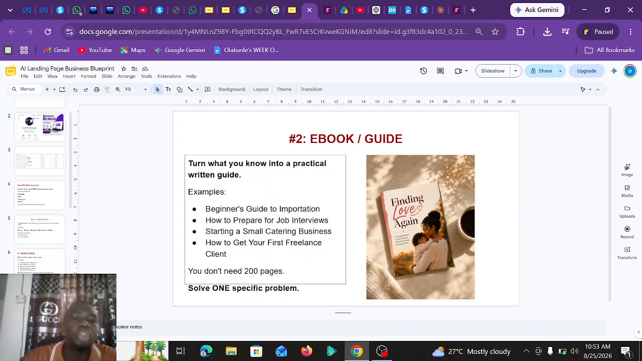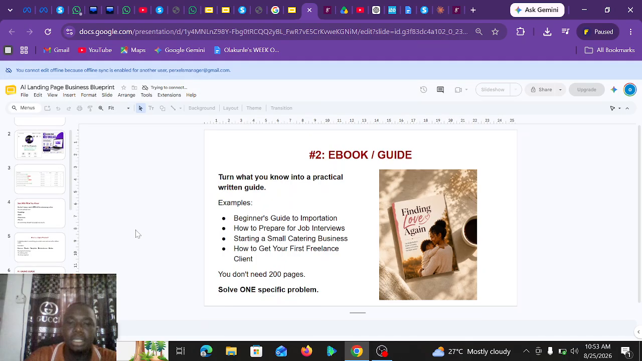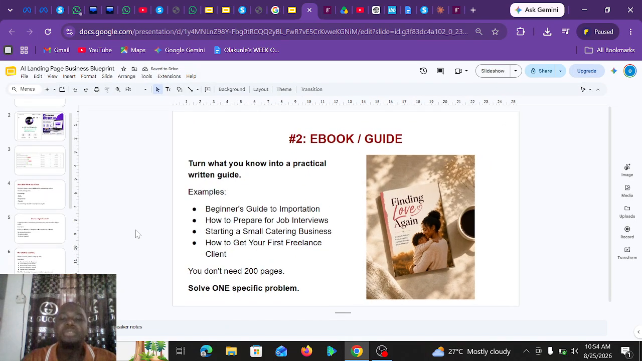So you can turn what you know into a practical written guide. The difference between an ebook and online courses is that courses are usually video, while ebooks are written, right? Written guide. For example, beginners guide to importation, how to prepare for job interviews, starting a small catering business, how to get your first freelance client. So you don't need 200 pages. You just need to solve one specific problem.